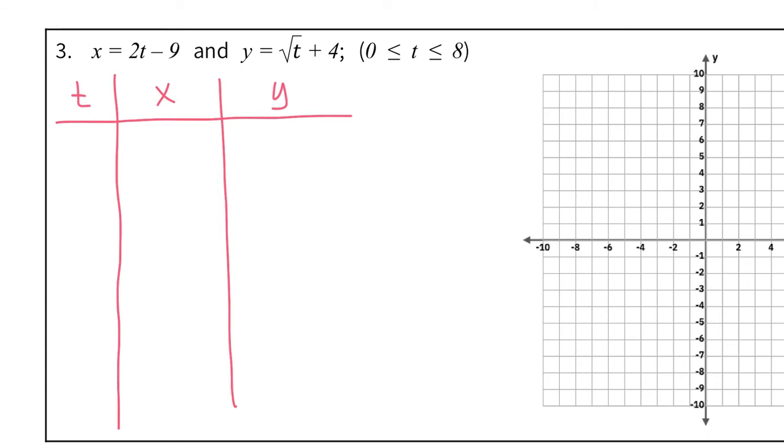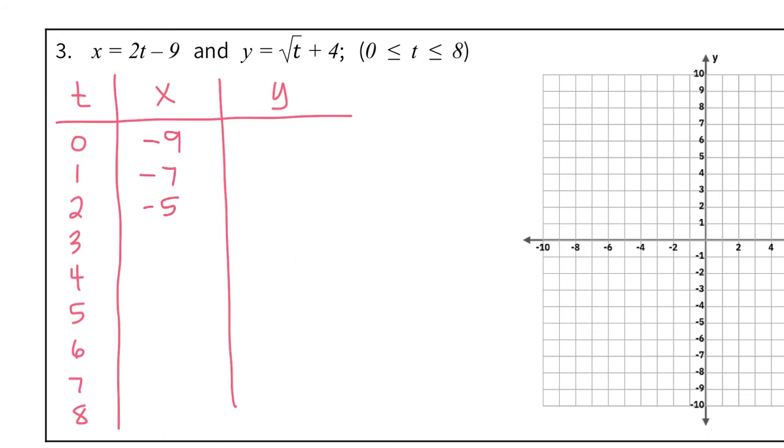Okay, our interval tells us that they want us to go from 0 to 8. So for our t's, starting at 0: 1, 2, 3, 4, 5, 6, 7, 8. These are the numbers that we're going to plug into each of the functions. So x is a linear function, 2t minus 9. If I plug in 0, that would just be negative 9. If I plug in 1, that would be negative 7. If I plug in 2, that would be 4 minus 9, which is negative 5.